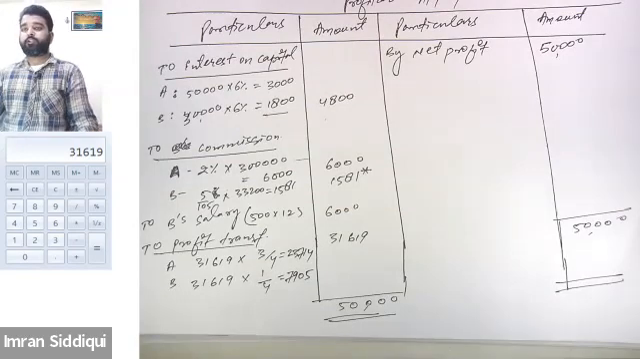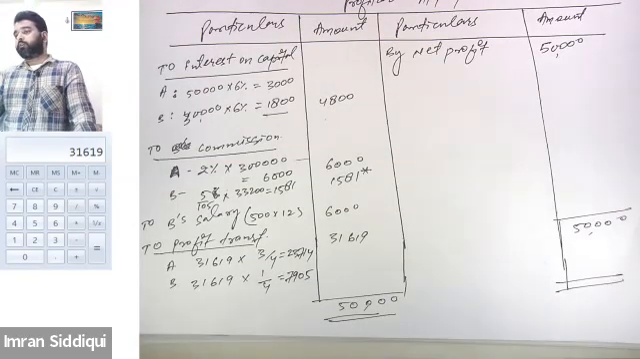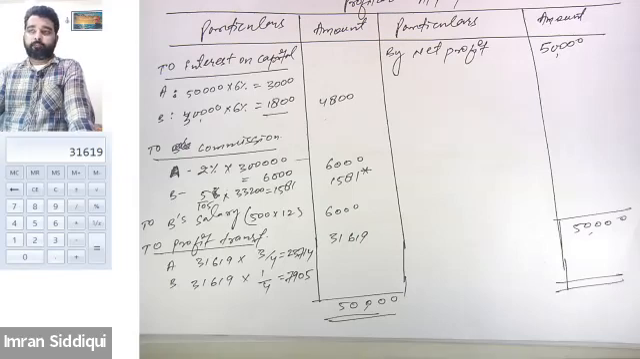Tell me, everyone, is this clear to all of you? P&L appropriation is clear. We are still required to prepare the partner's capital account. So tell me, P&L appropriation is clear to all of you. Yes, sir. Clear. Khushi, Ayan, Hiba, Dhruv, is that clear? Yes, sir. Okay, all right.